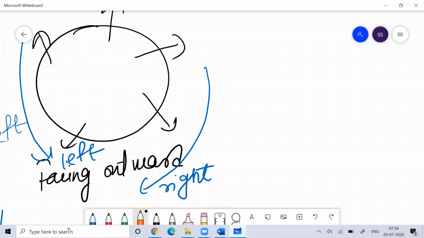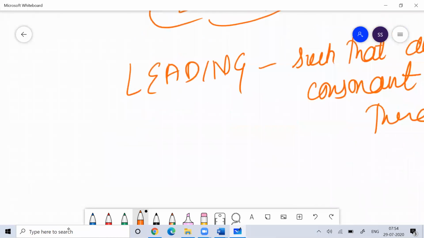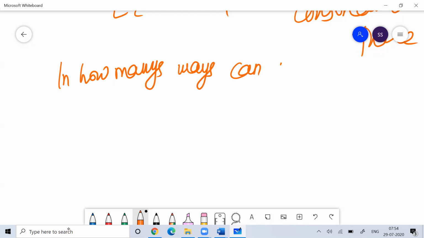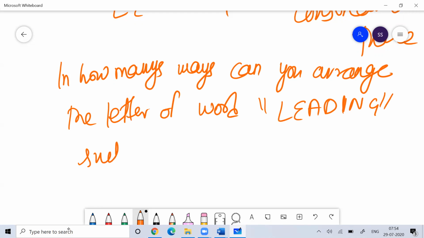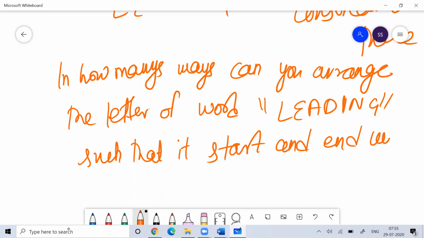Like here for leading, if I ask you, in how many ways can you arrange the letters of the word leading such that it starts and ends with vowels?